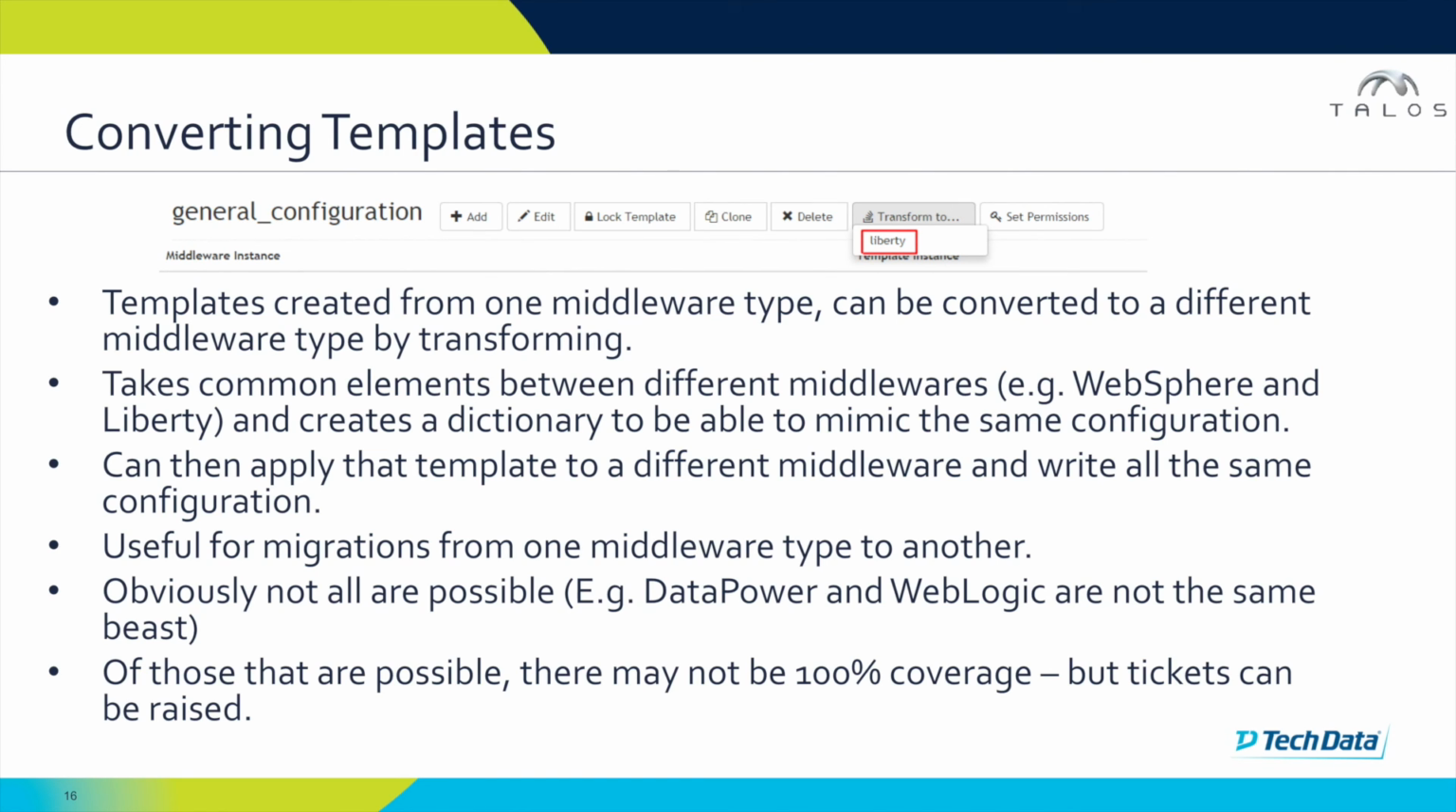Now, there may not be 100% coverage on all of these configuration items. There are some configuration items that are just not convertible. There are just no equivalents in Liberty for some things in WebSphere Application Server. But we think it covers the vast majority, and for anything that there isn't coverage for in that transformation, tickets can be raised, and we can react fairly quickly to those.